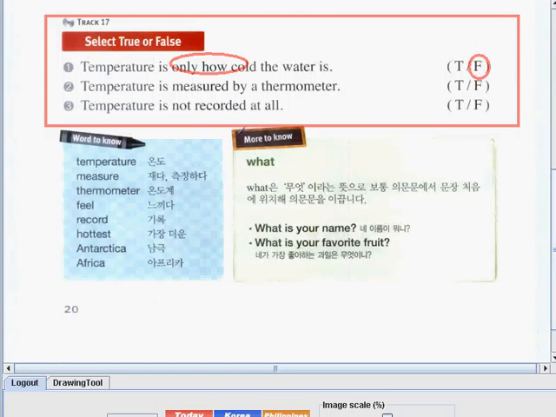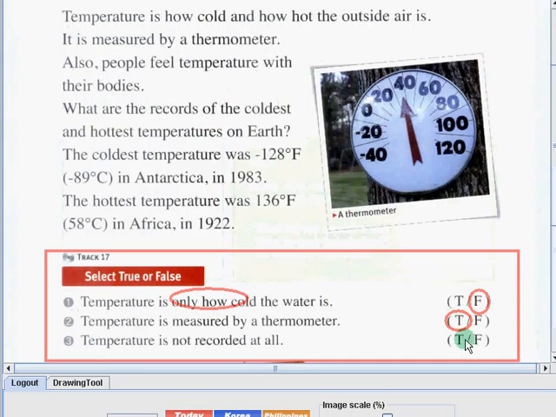Number 2, temperature is measured by a thermometer. The answer here is true or T. Now let's check the passage again where our answer here is true. Our answer here is T or true because it says here temperature is measured by a thermometer. So again, number 2 here is T or true.